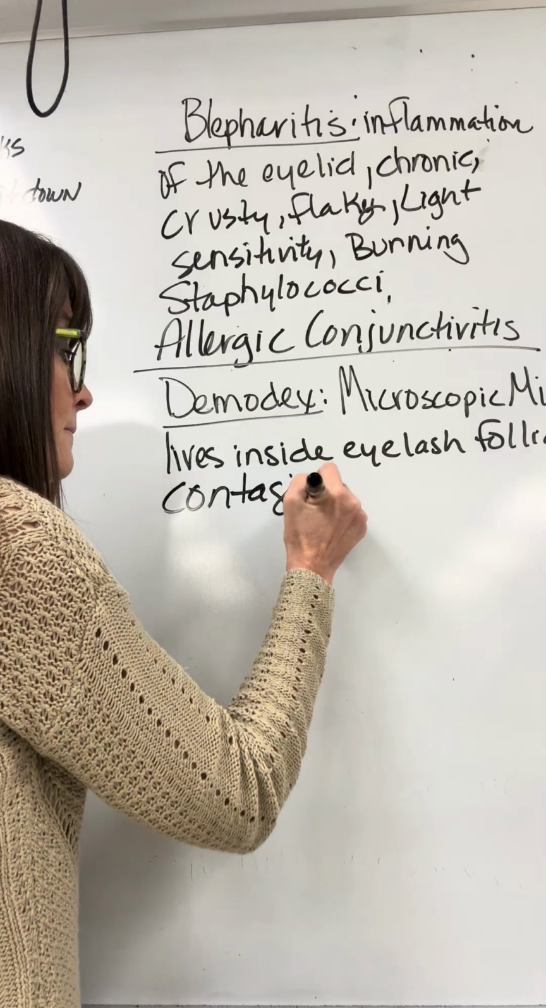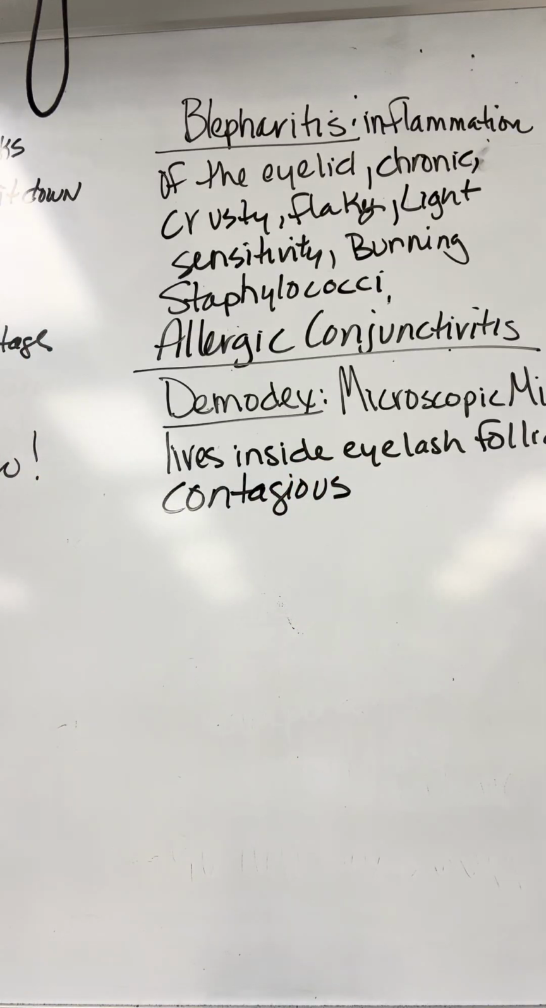Wait, so untreated blepharitis can lead to this? Yes. So blepharitis can turn into something contagious. Yes, it can. Especially if these little homies show up. Ew, gross. Don't call them that. This is an infestation though. It's an infestation where there's many. How did I get there? They appear.